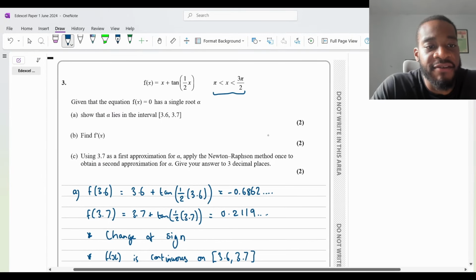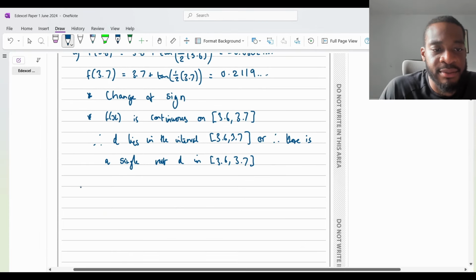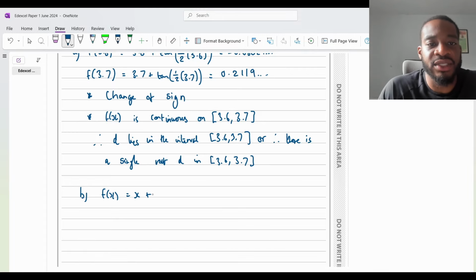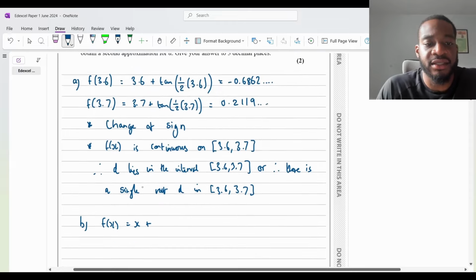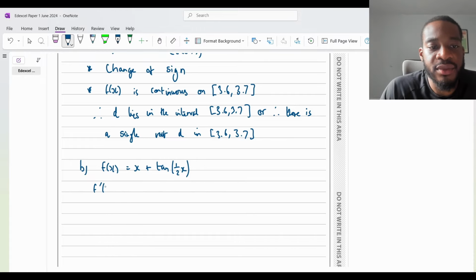Part B, it says find f dash of x. So we need to differentiate now. So I'm going to write part B here. F of x we know is equal to x plus tan a half x, isn't it? Yes. Tan a half x. So how do we differentiate that? Do it term by term. This is a linear term. We know that x differentiates to 1.